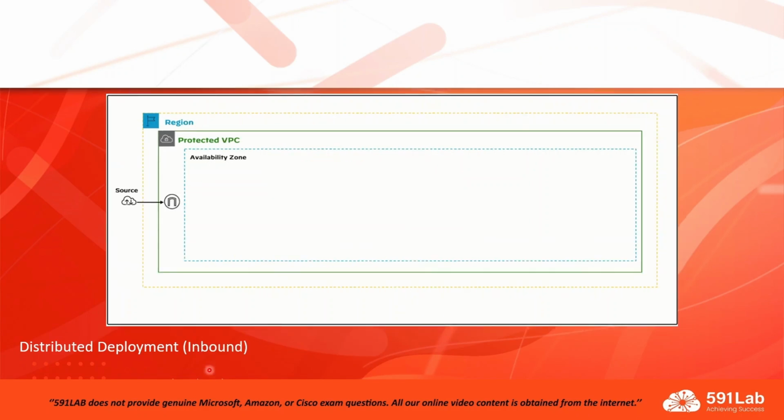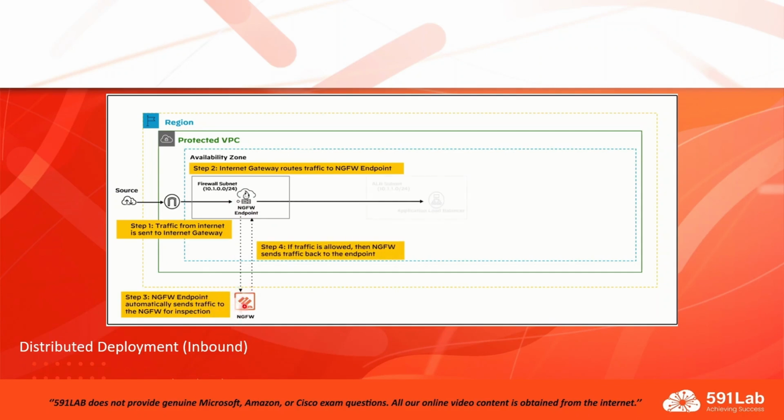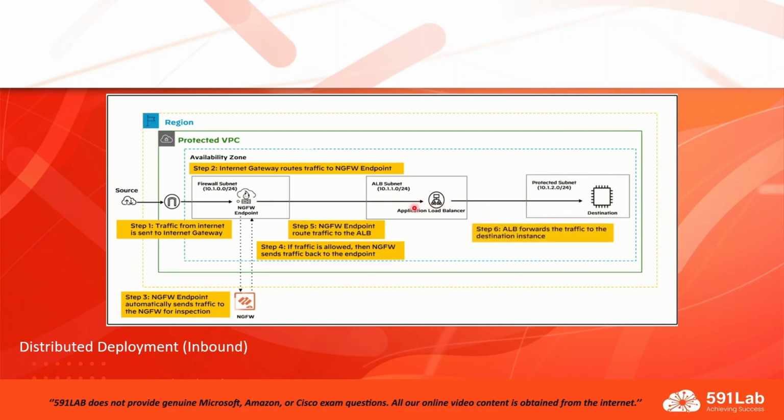The next is the distributed deployment for the inbound traffic. The inbound traffic will come from the internet and hit the internet gateway. The internet gateway will then forward to the NGFW endpoint. The NGFW endpoint will then send to the cloud NGFW. The cloud NGFW will inspect the traffic and send back to the NGFW endpoint and route to the application load balancer.